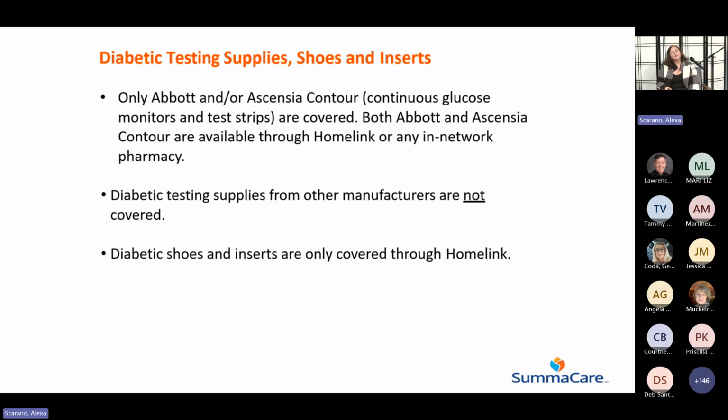We wanted to also note that there are some changes with our diabetic testing supplies. Only Abbott and Essentia Contour diabetic testing supplies are covered. Both of those brands are available through HomeLink or any of our contracted network pharmacies. Diabetic testing supplies from other manufacturers will not be covered, and diabetic shoes and inserts are only covered when they use HomeLink.